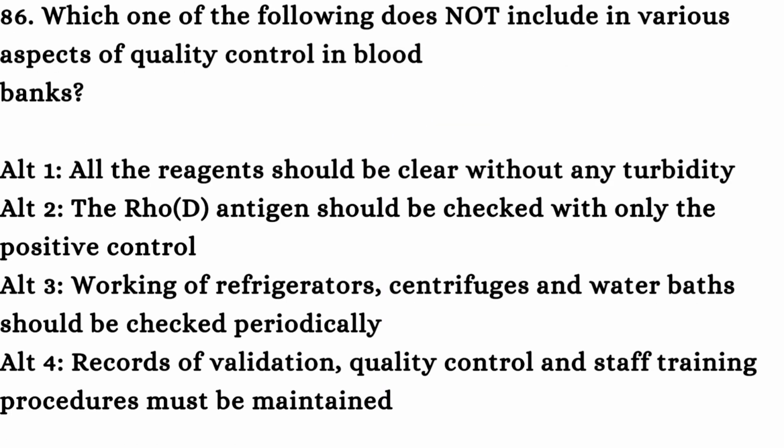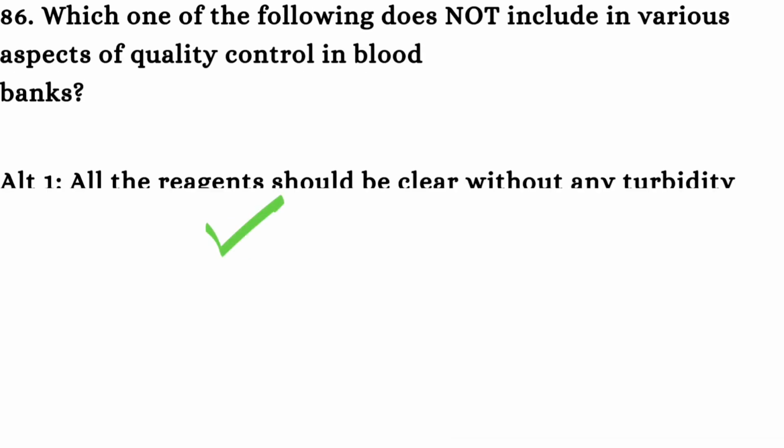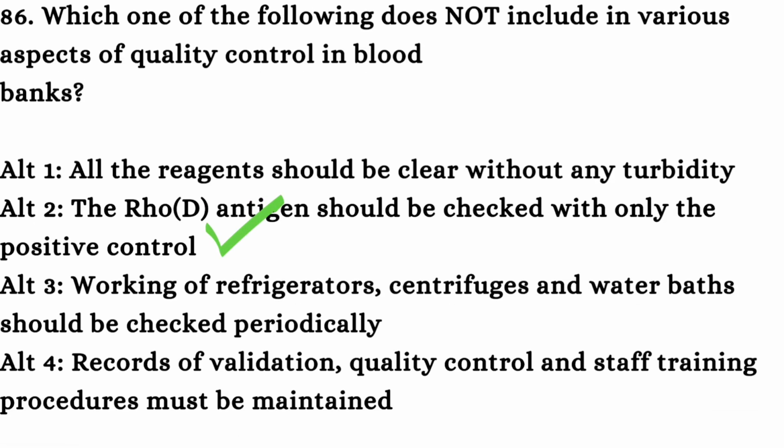Next one. Which one of the following is not included in various aspects of QC in blood bank? Option 1 all reagents should be clear without any turbidity. Option 2 the Rh-D antigen should be checked with only positive control. Option 3 working of refrigerators, centrifuge and water bath should be checked periodically. Option 4 records of validation, QC and staff training procedures must be maintained. The right answer is option 2. The Rh-D antigen should be checked with only positive control is the wrong statement. We have to check it with positive and negative controls.